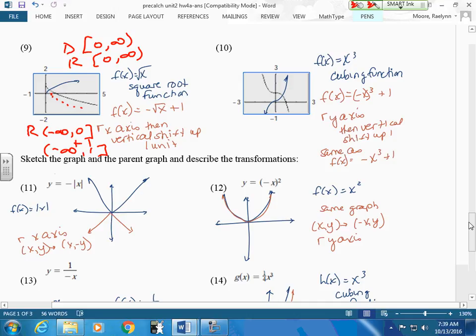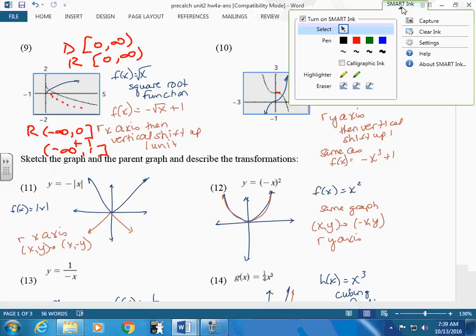Okay, cubing function. Cubing functions are easy. The domain and the range are all real numbers. So you've got some kind of a reverse here. You've got a reflection, and you have some kind of a shift, and it moves 1 up. Do you need the parentheses? Could you do it the other way? Is it reflected in the y or reflected in the x? Does that matter? Yes, no? No?